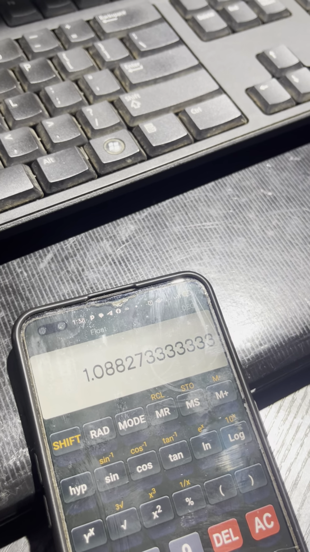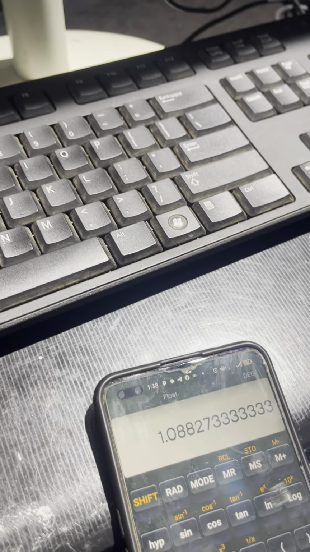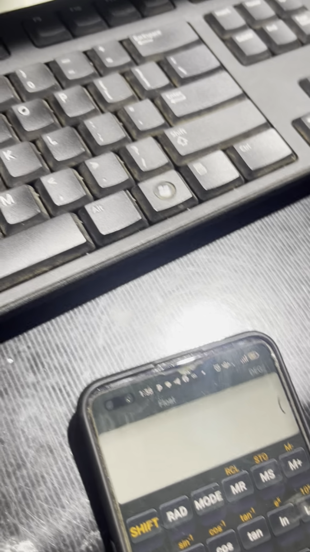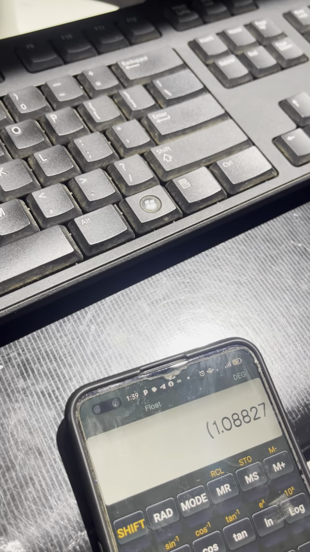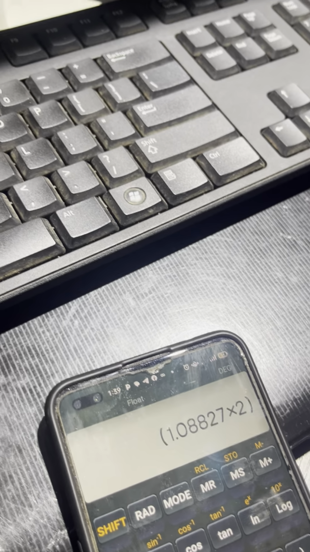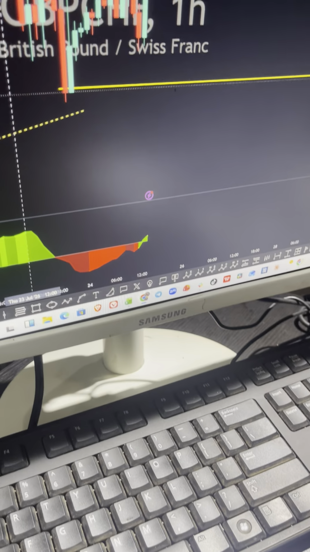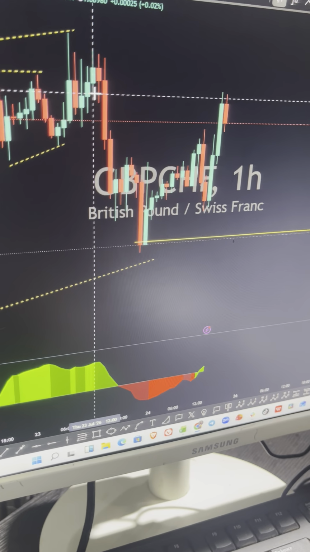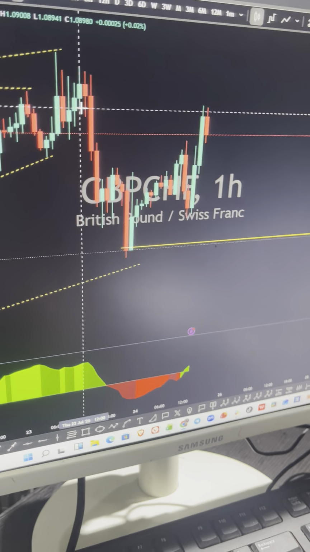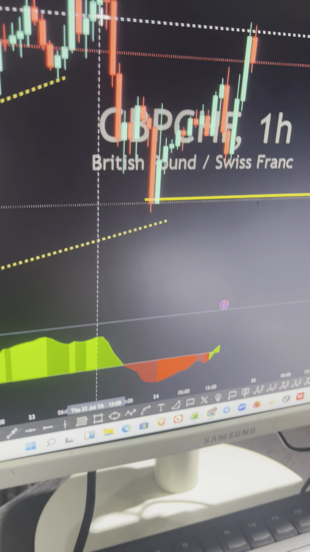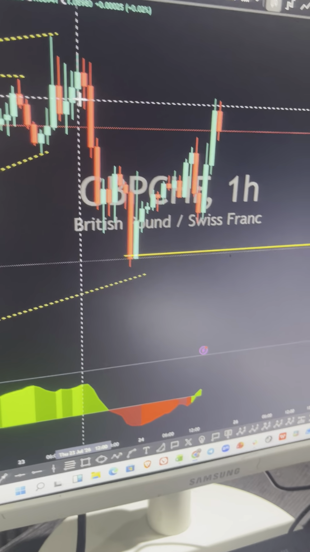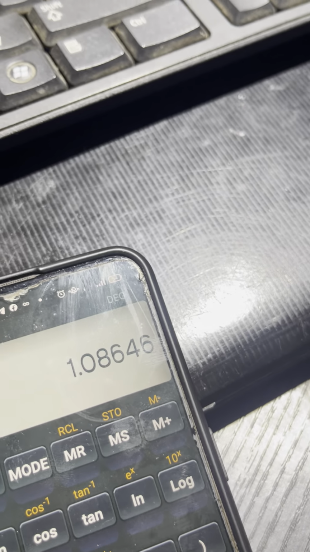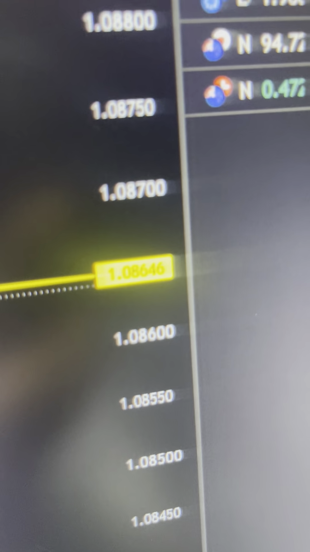And it gives me 1.08827. So what I do next is open brackets, 1.08827 multiplied by 2, close brackets, minus the high. Just very basic things that we use on our trading floor. 1.09008, equal to, which gave us 1.08646. So look at the level 1.08646, and you could see.